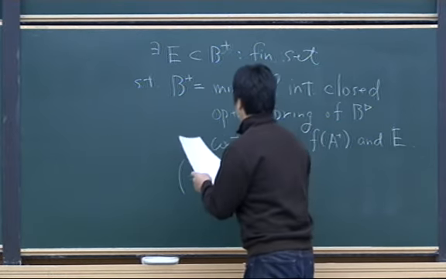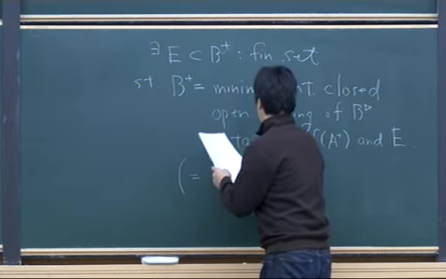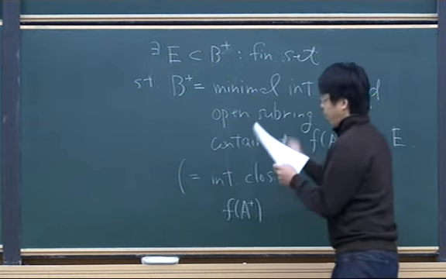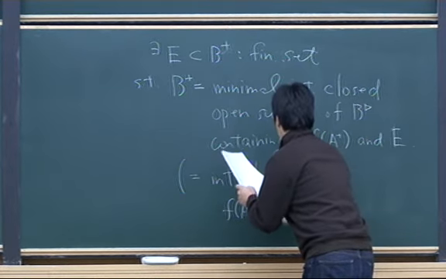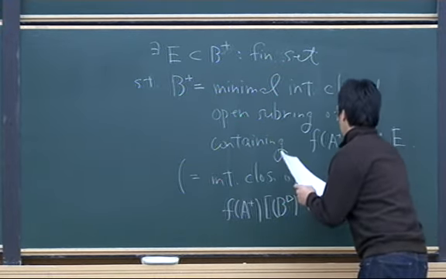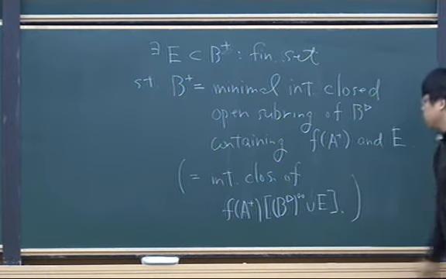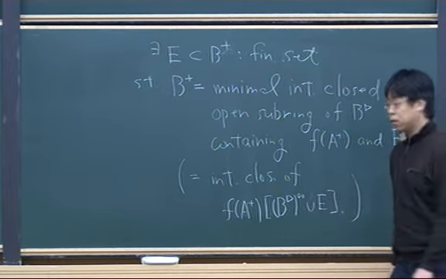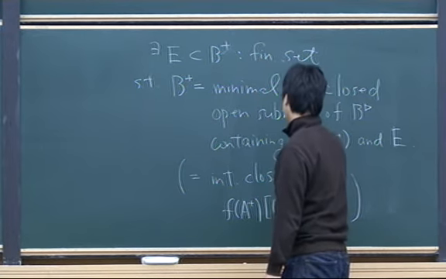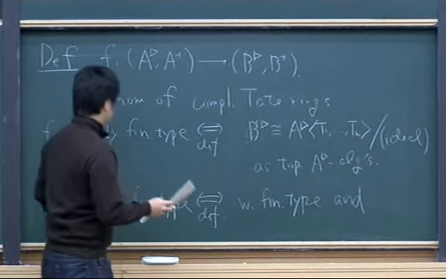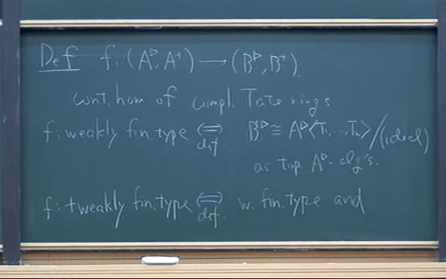This ring is the integral closure of this subring of B triangle, f(A plus)[B triangle circle ∪ E]. Recall that this denotes the set of topologically nilpotent elements, which is an ideal of B triangle circle. So this is the definition of plus weakly of finite type. Now we can define the proper morphism and partially proper morphism.